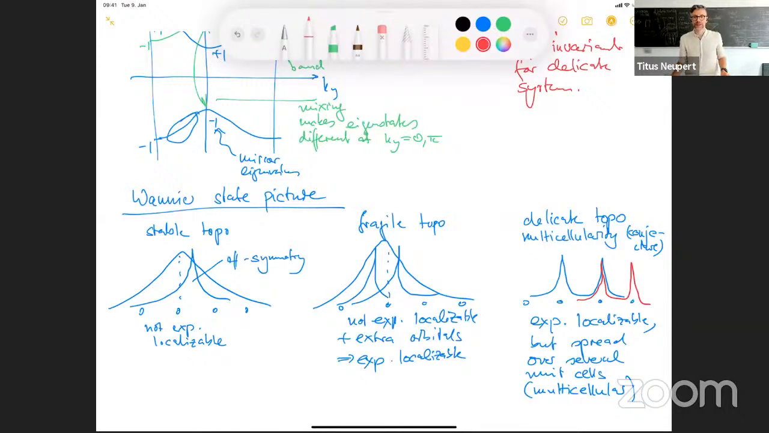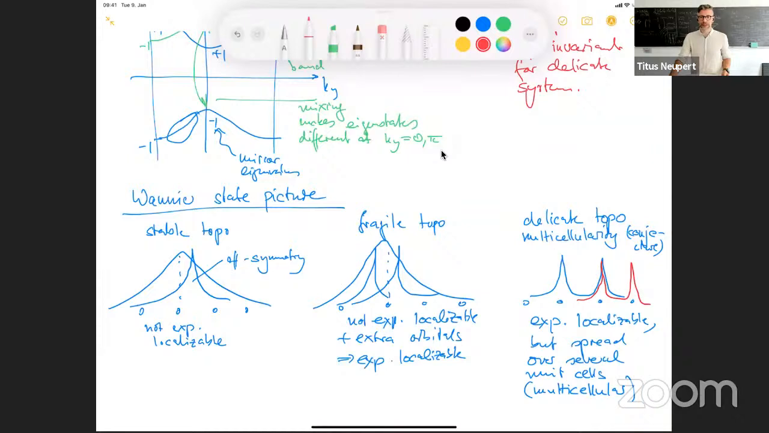Here's a question. Delicate topology could be characterized by quantum spin Hall or anomalous Hall effect? No, that would be nice. I would love to know what actually is a good way to measure delicate topology, or what would be observable. The quantum spin Hall and anomalous Hall conductivity, unfortunately, vanish for these systems.